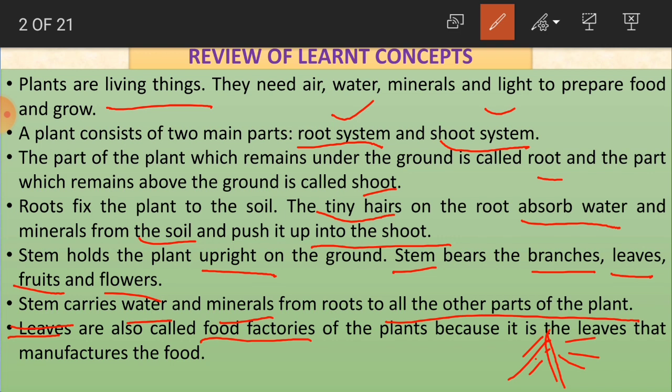Yes, with the help of sunlight, air, that is carbon dioxide, and water. And this process is called photosynthesis that we learnt earlier. So leaves are called food factories because it is the leaves that manufacture the food. Clear, children? Okay.